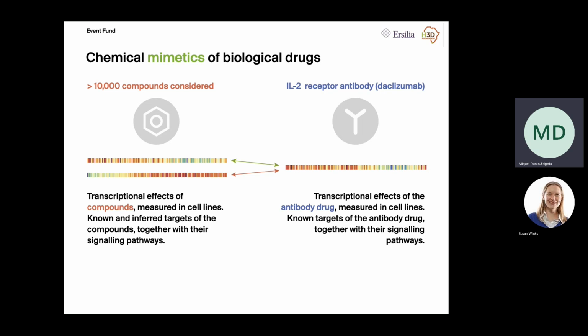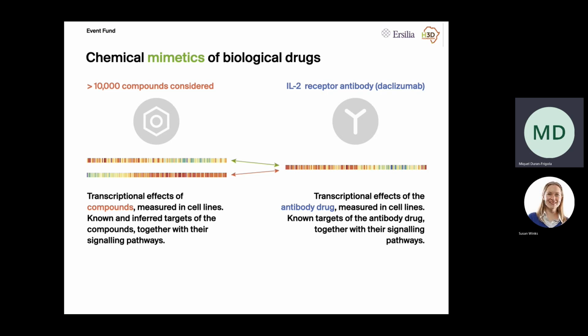We can even do more interesting things. For instance, we can do an exercise where we are trying to identify mimetics of biological drugs. As you know, biological drugs are a very interesting family of drugs, but they have a lot of problems, especially in pharmacokinetics, right? And they are also expensive to manufacture. So, of course, one interesting thing to do from a drug discovery perspective would be to identify small molecules that might act similarly to a successful biological drug.